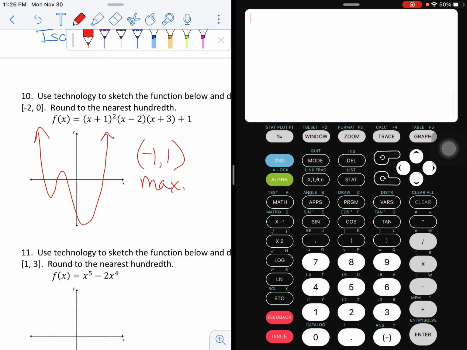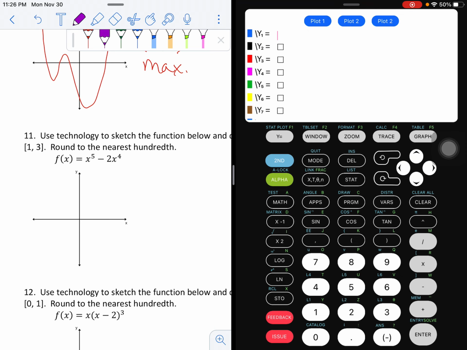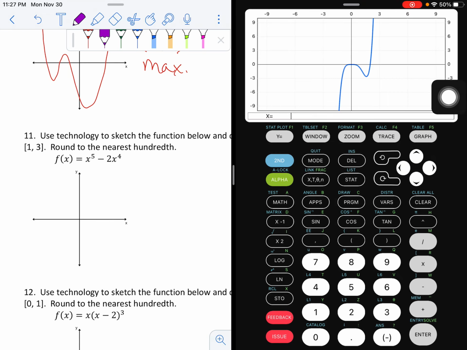I'm going to go ahead and clear everything out of the calculator because we're going to do it again, but this time we're going to use the equation from problem number 11. All right, so hopefully this time I don't screw it up, and this time there's no parentheses, so we'll see how well I do at that. All right, x to the 5th minus 2x to the 4th. All right, quick double check. Everything's in the right place and graph.